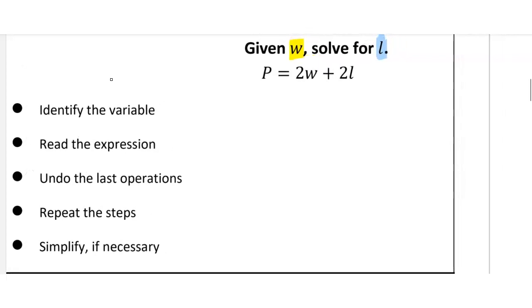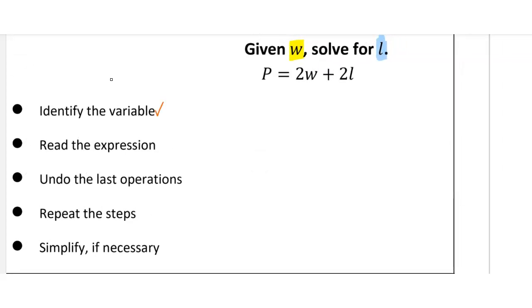So following our success criteria, we first have to identify the variable. The variable here we're solving for is L. Then we're going to read the expression that has the variable included in it. So in this case, it's the right side of the equal sign. So we have L. We're starting with L. L is being multiplied by 2, and then we are adding 2W to it. So since that's the last operation that happened, we need to undo that last operation. So if we're adding 2W, the inverse of adding 2W is subtracting 2W.